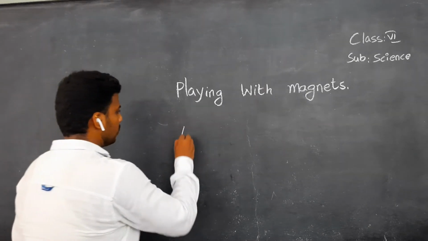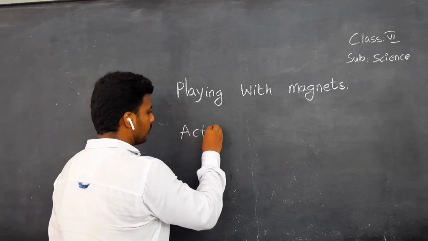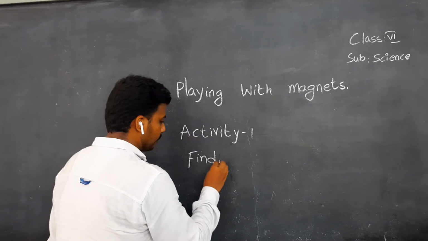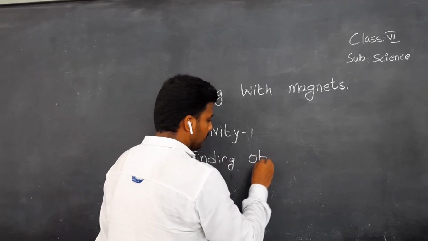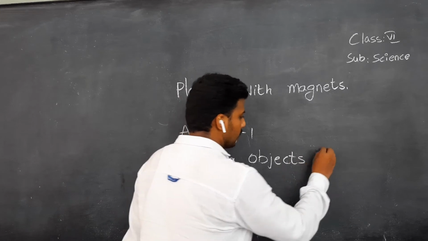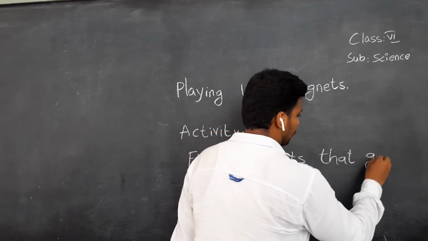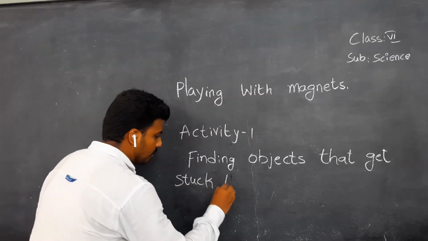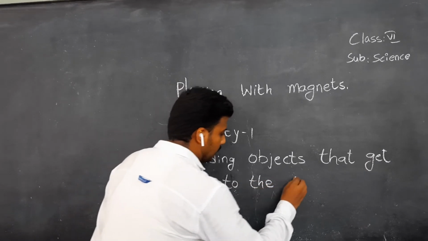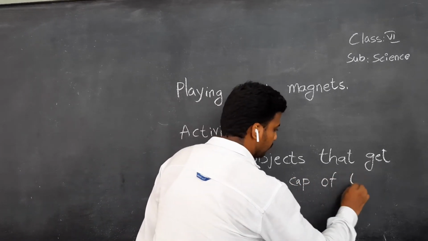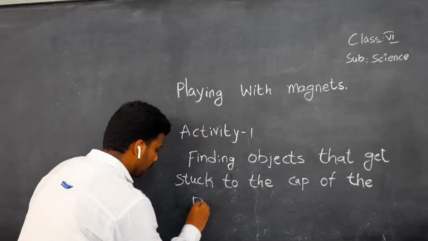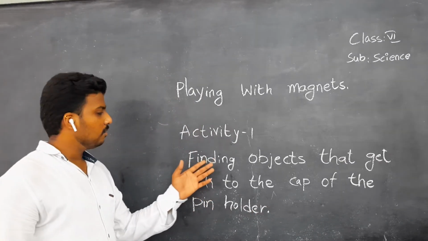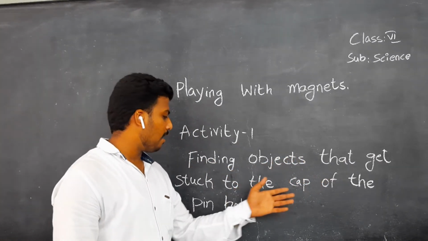That is activity 1. Activity 1: finding objects that get stuck to the cap of the pin holder. Children, this is activity 1, finding objects that get stuck to the cap of the pin holder.